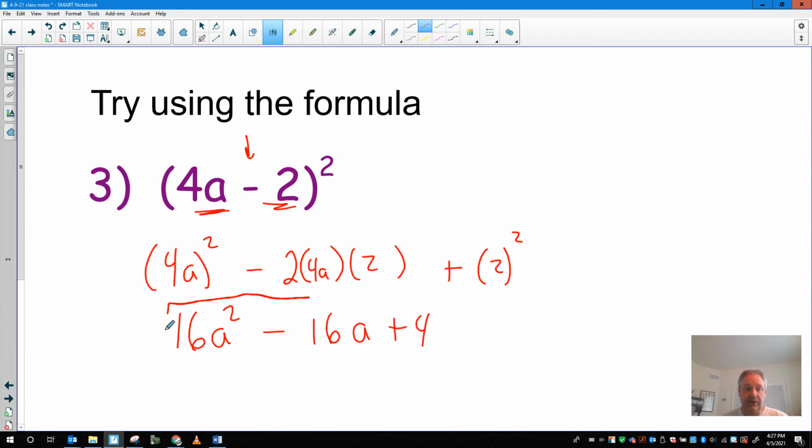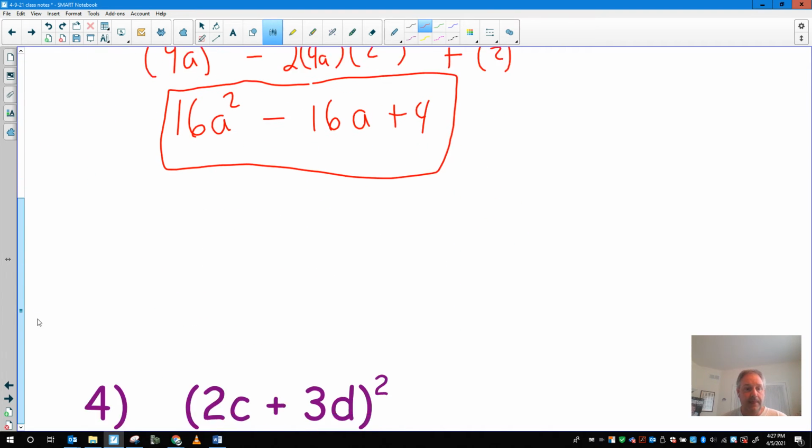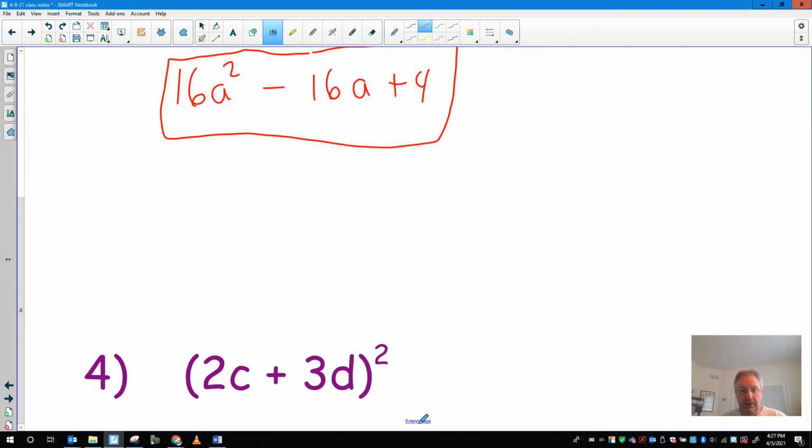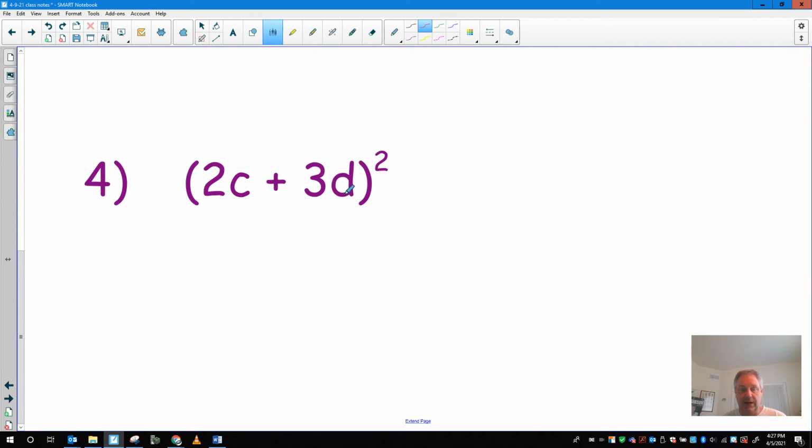Now, if you don't like this method, that's perfectly fine. Just write it twice and FOIL, and that's perfectly acceptable. But let's try this using the formula. I'll give you a second. Go ahead and try that using the formula.